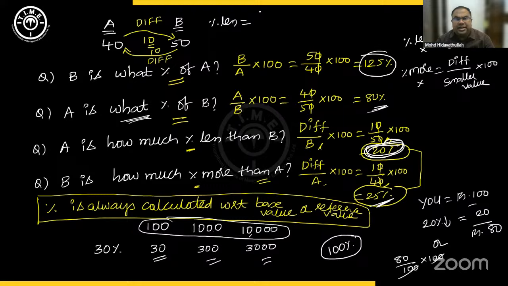A is what percentage less than B? Percentage less, difference 10. Opposite of less is more, larger value 50, into 100. 1 by 5, 20%. B is what percentage more than A? Percentage more, difference 10. Opposite of more, lesser value 40, into 100. 1 upon 4, it has to be 25%. Right? Same thing, I can also use my formula. Right? Now, I'll ask you a question.